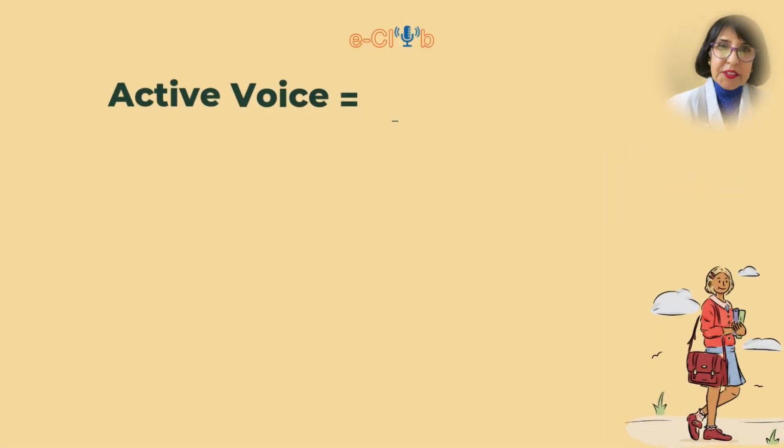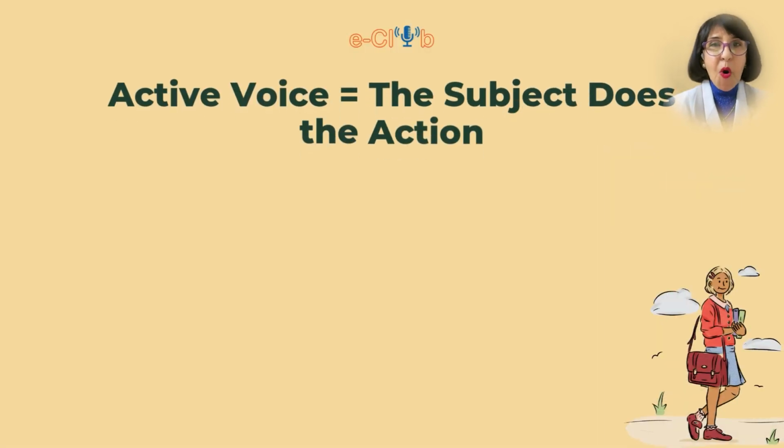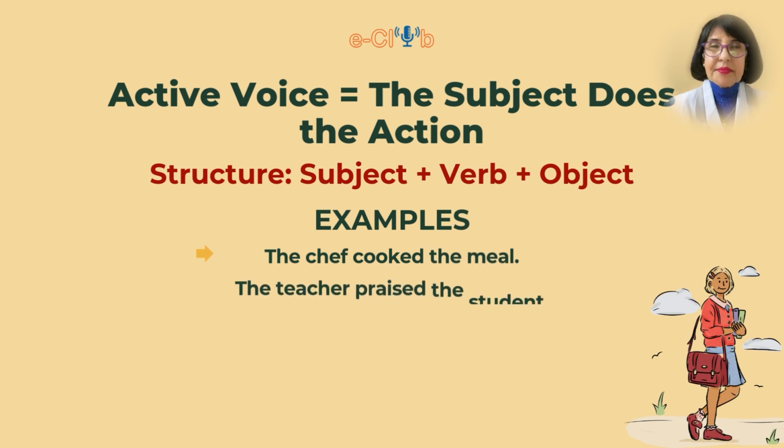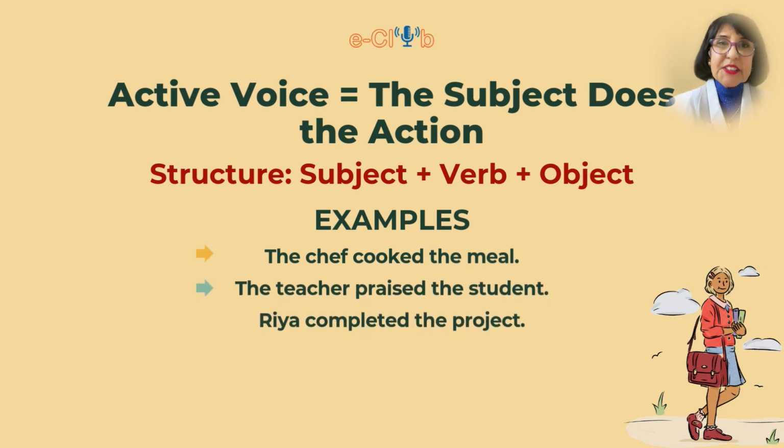Let's begin with active voice, the clearer, more direct form. Subject plus verb plus object. Here are a few examples. The chef cooked the meal. The teacher praised the student. Ria completed the project. Now here, the subject is active. It's doing the work. The chef cooked. The teacher praised. Ria completed.